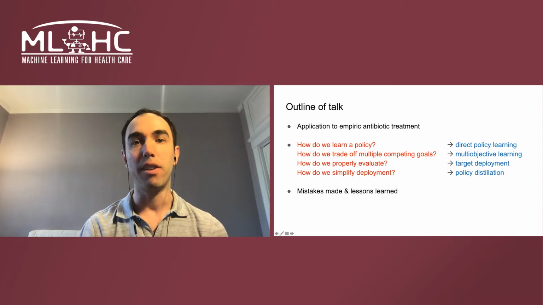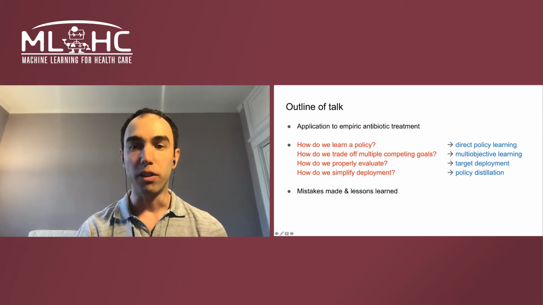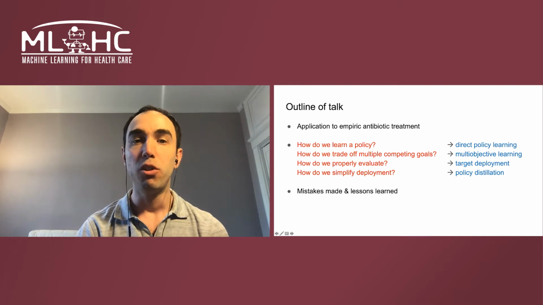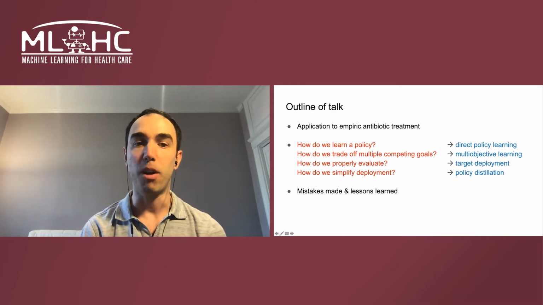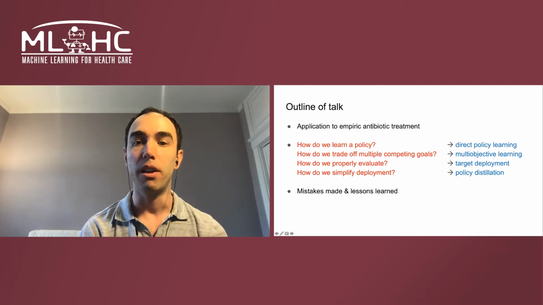And we'll use this case study to talk about, number one, how do we learn a policy? We'll give an algorithm that can directly learn these policies from data. Number two, we'll think through how can we trade off multiple competing goals, for example, cost and effectiveness. We'll show how to learn using multi-objective.